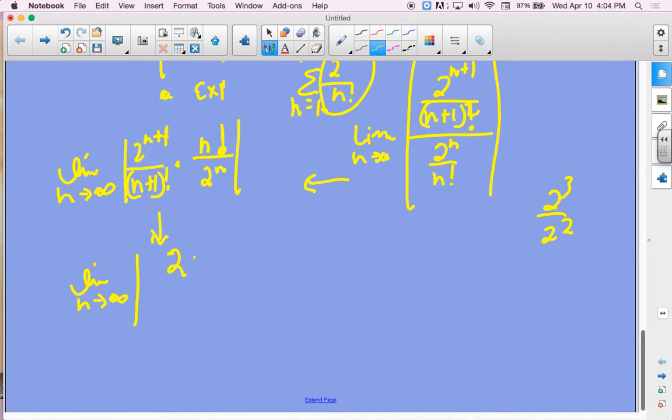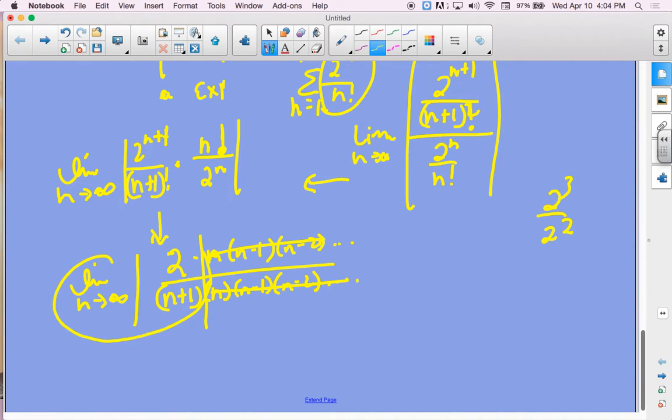And n factorial is n times n minus 1 times n minus 2, and so on. N plus 1 factorial is n plus 1 times n times n minus 1 times n minus 2. And so all of these cancel. So you end up with this limit, which goes to 0. They tell you if your ratio is less than 1, then it converges. And so since 0 is less than 1, the series converges.